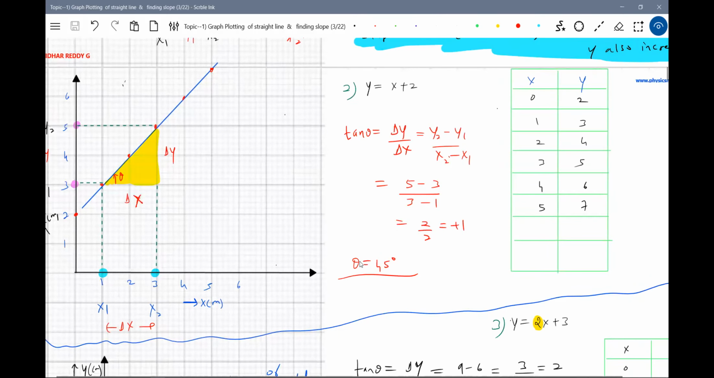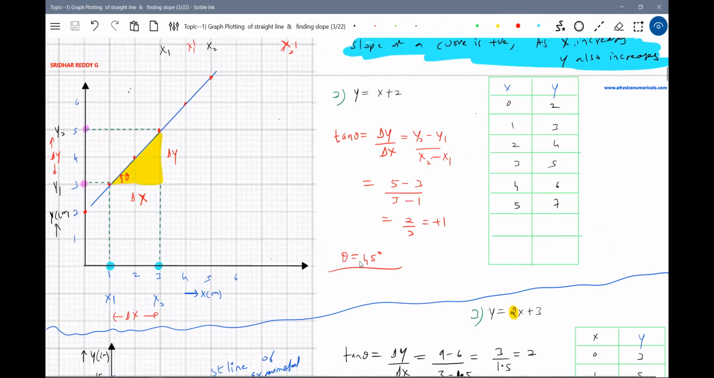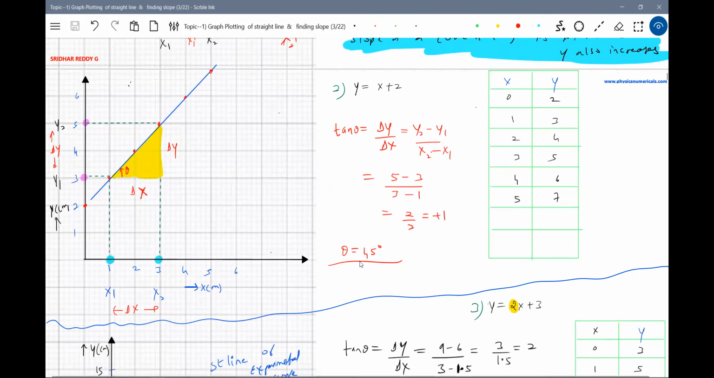I brought another one. Now look at this part. y equal to x plus 2. This is our experimental curve. First, we have to plot this particular curve. Already I have pre-written it, because scribbling and explaining would take more time. In less time, we can conclude more things. So y equal to x plus 2 is the equation. We have to first plot the curve.